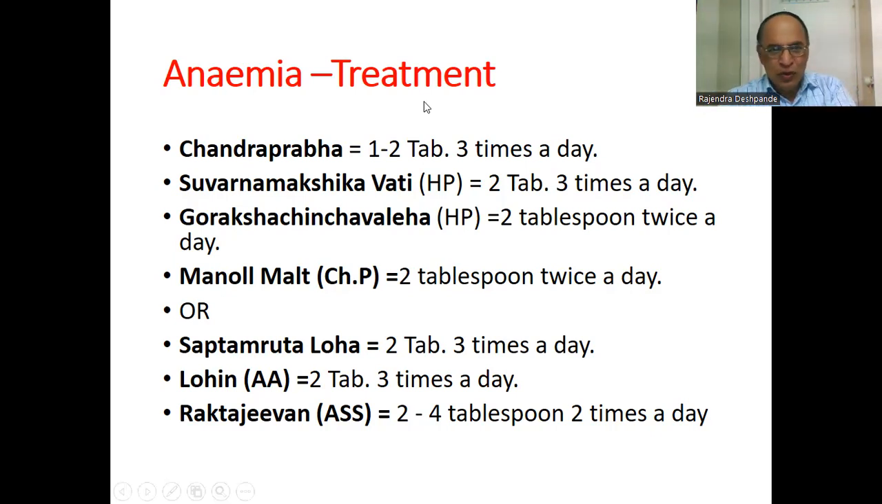So Suvarnamakshika Vati. And Gorakshachintamani, very special for anemia. Then you can also use the Manjistha malt of Charak Pharmacy. Then another prescription, Saptamrita Loha, whenever there is an eye problem with anemic conditions. Lohasava and Raktajeevan, this is Ayurveda Arkashala, Satara. I have chosen diamonds from the different companies, and I am giving you my experienced formulations.